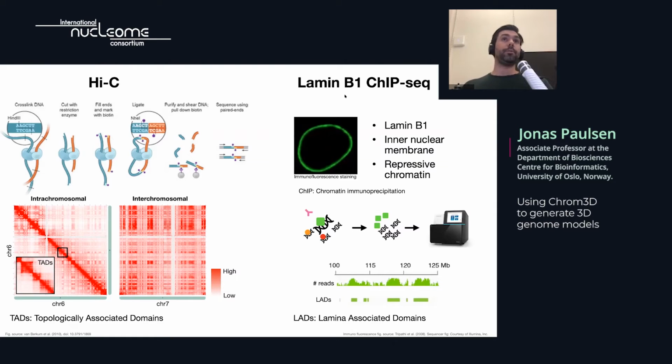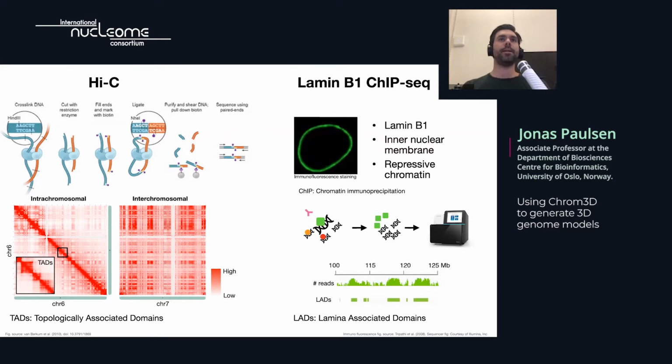We're also going to use data from lamin B1 ChIP-seq. Lamin B1 is a protein that can be found more or less exclusively in the nuclear periphery, coating the inner nuclear membrane, and is part of the so-called nuclear lamina, which is a protein meshwork at the inner nuclear membrane, and chromatin that interacts in the periphery is typically repressive.